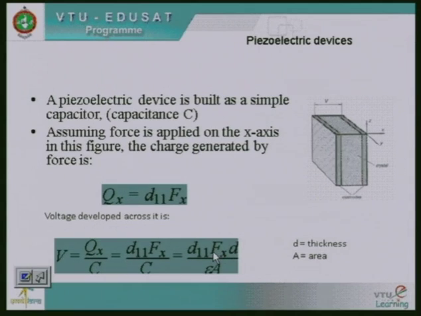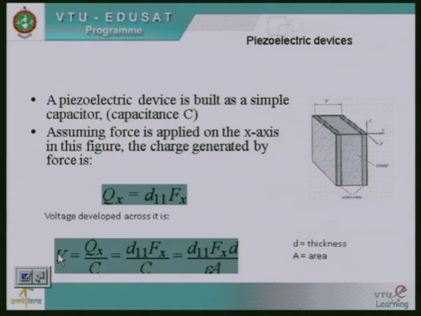Whenever you apply force, this force deforms the material, and because of the deformation, the two electrodes are now coming closer. Because there is a deformation happening, D is going to change. Because D is going to change, you are able to change the voltage, and that is the basic working principle of a piezoelectric device.